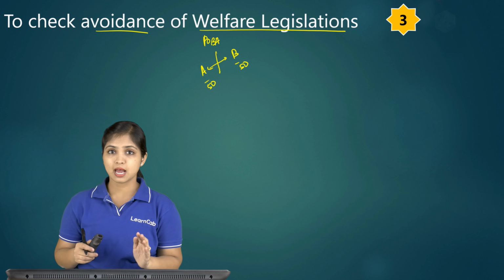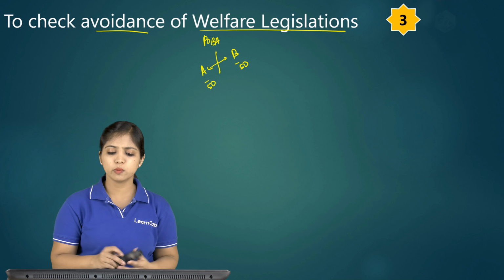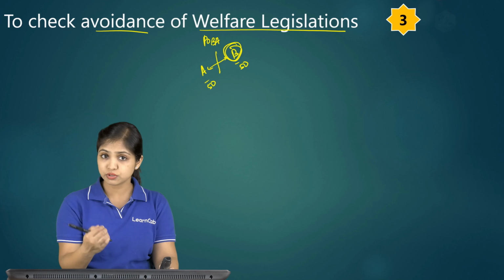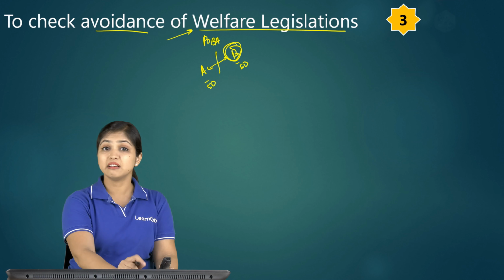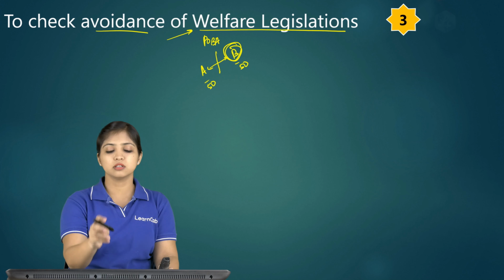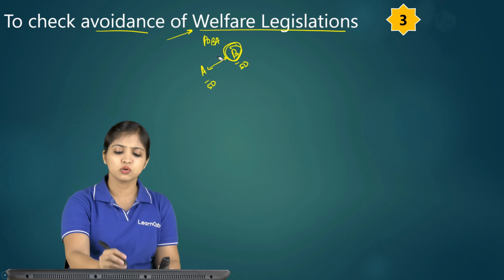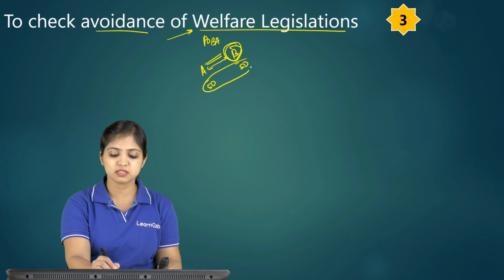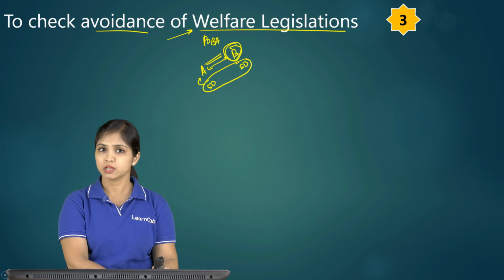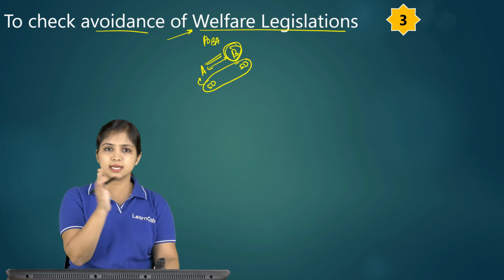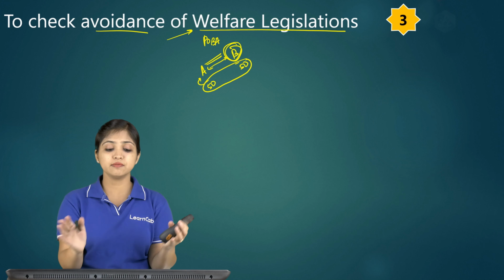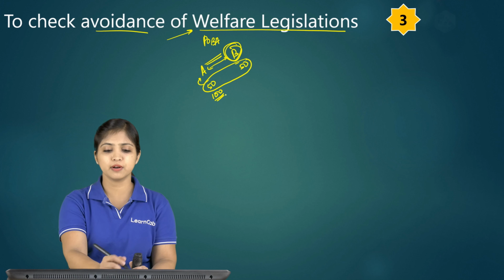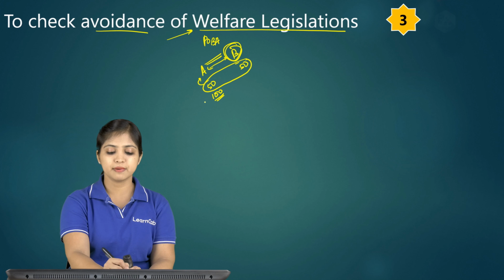So when the court realized that the whole objective behind creating B Limited was to avoid payment of bonus, to avoid a welfare legislation, even over here the court lifted the corporate veil. And the court said, I will treat A and B as one and the same, as if the entire profit is made by one company, A Limited. So it's as if A Limited made the entire profit of 100, and A Limited will have to pay bonus on the basis of this profit.